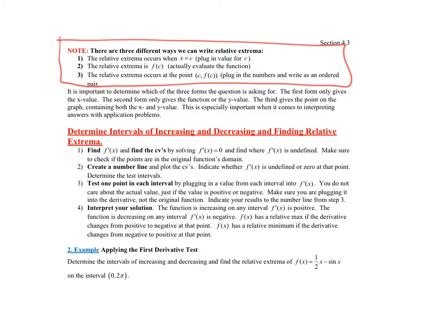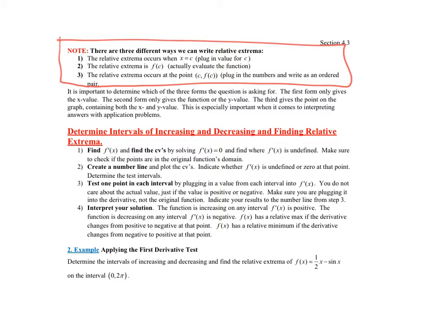So you have to think about the question, what do they want? Do they want the x value of the max and min? Do they want the y value of the max and min? Or do they want the ordered pair? Again, if I am to err on the side of caution, I always give the ordered pair because that gives both people their satisfaction. They know both the x value and the y value.